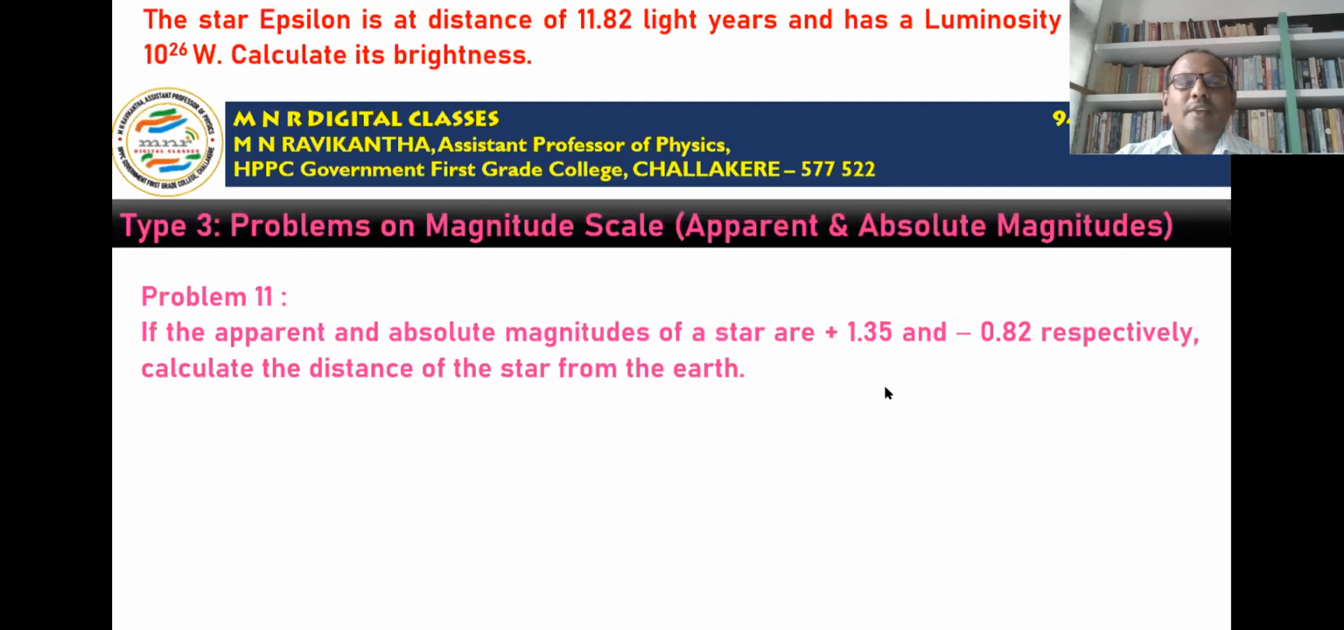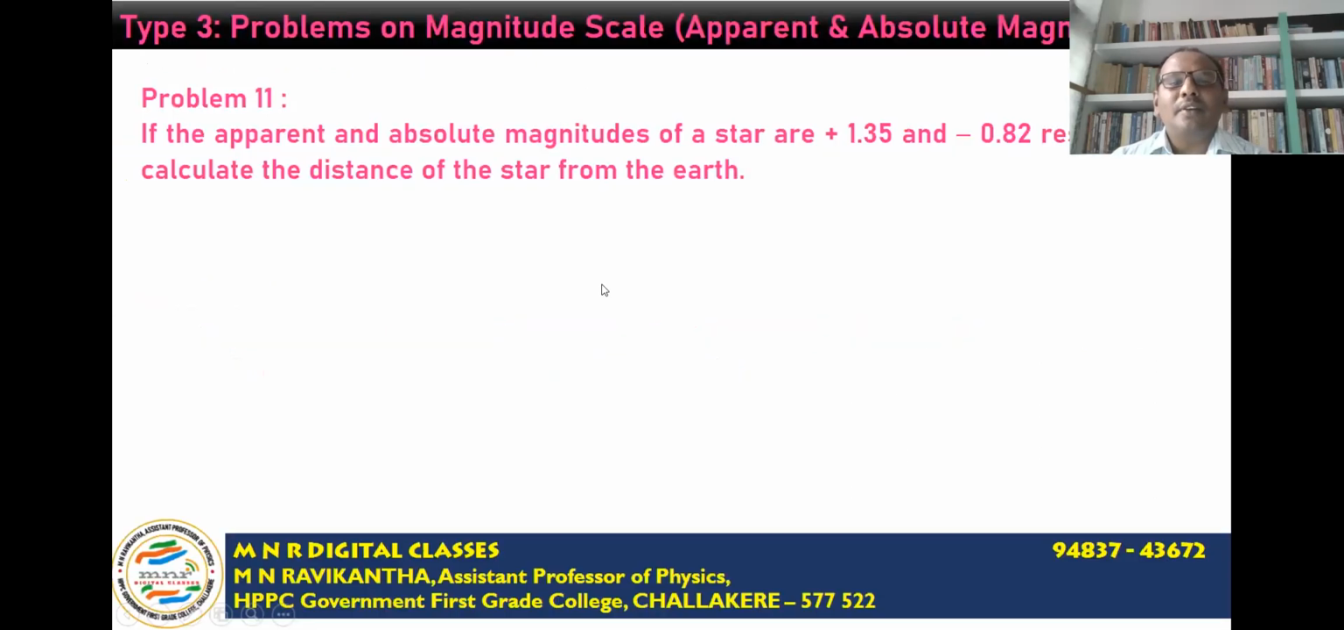Now we have the third type of problems related with magnitude scale, that is apparent and absolute magnitudes. The first problem: if the apparent and absolute magnitudes of a star are 1.35 and minus 0.82 respectively, calculate the distance of the star from the earth. In this problem, the apparent magnitude small m and absolute magnitude capital M are given. You are asked to find the distance of the star from the earth.